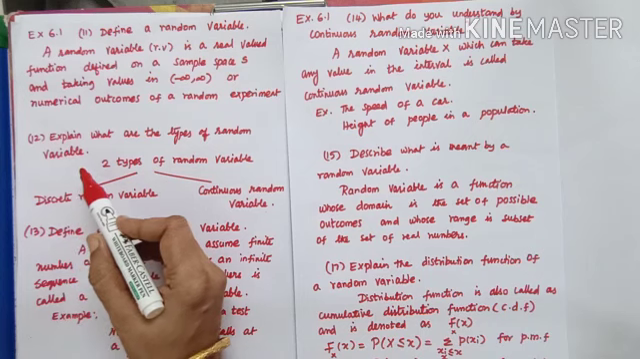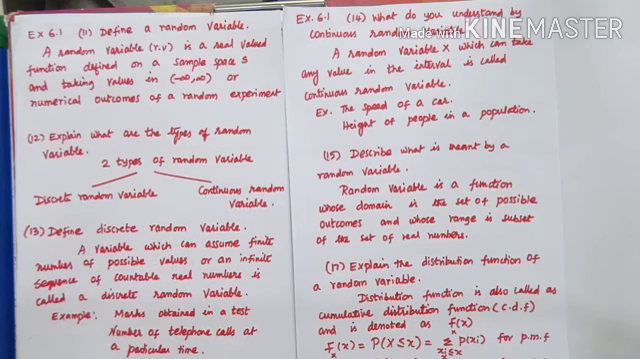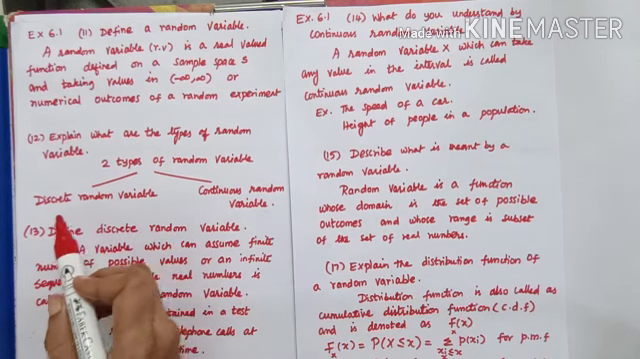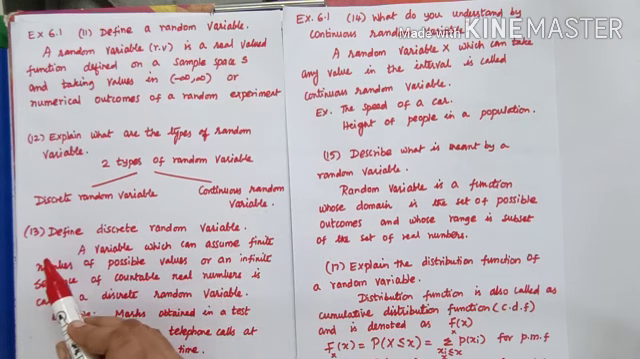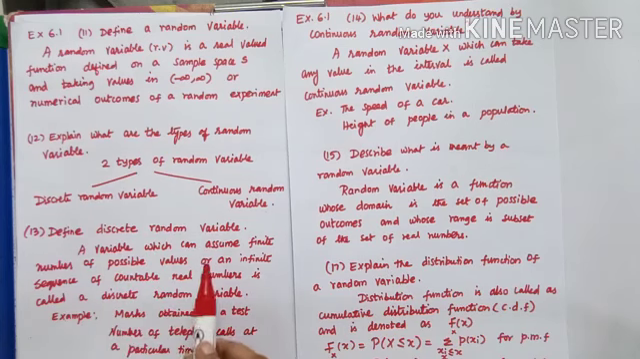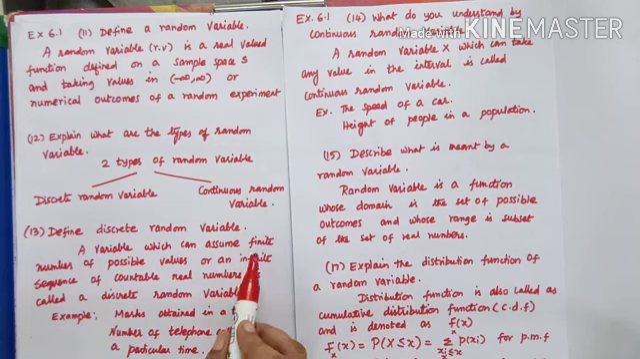12th question. Explain what are the types of random variable. There are two types of random variable, which is discrete random variable and continuous random variable. Question number 13. Define discrete random variable. Discrete random variable assumes finite number of possible values or an infinite sequence of countable real numbers. Putting together, you can remember two ideas: either finite number of values or infinitely countable number of values.